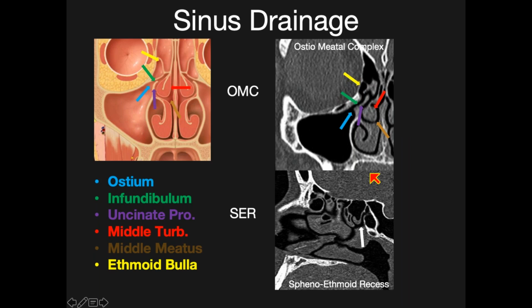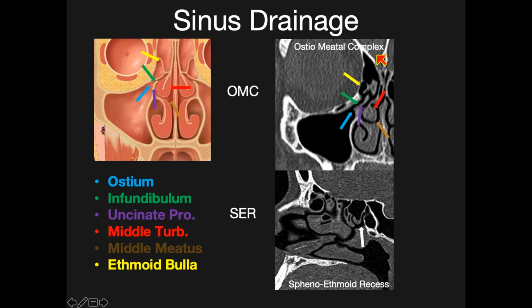The drainage pathway of the sinus is the most important thing in the context of sinusitis. This is what the surgeon wants to know. What's the state of the drainage pathway? Is it obstructed? Does it need surgical intervention? So we look at it more closely.